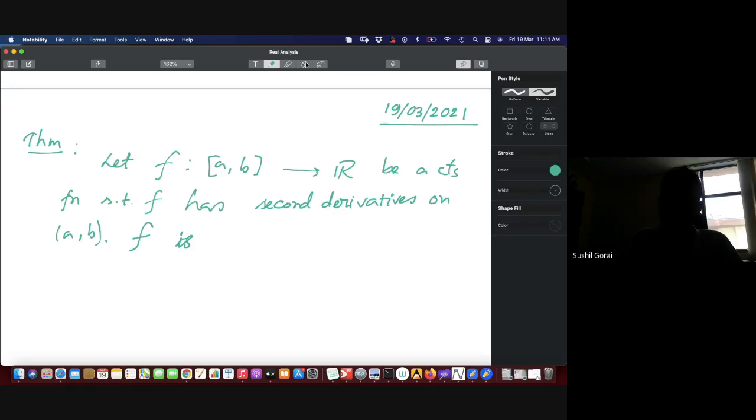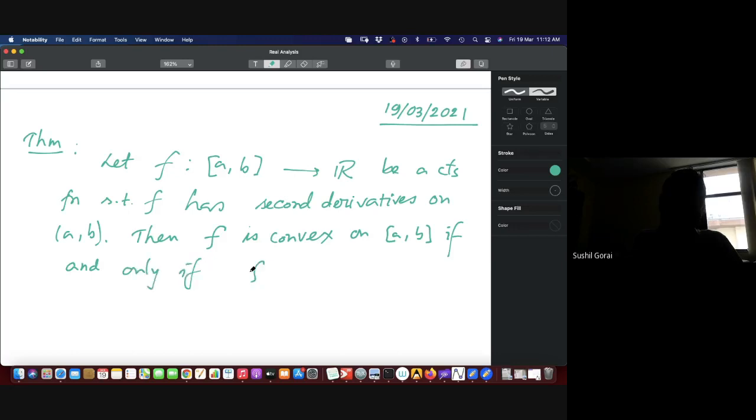f is convex, and this is a very important theorem which has a multivariable generalization. f is convex if and only if f double dot of x is greater than or equal to 0 for all x, maybe.